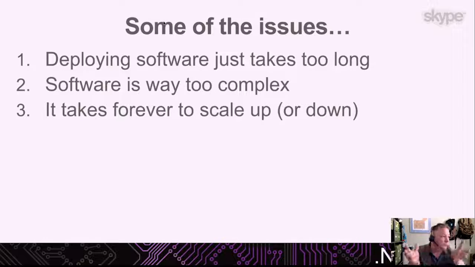Some of the issues: deploying software just takes too long. Come on, it does. It just takes forever. Software is way too complex, and we're not going to solve that. No one is, until we have an English-language Star Trek computer to do this. Because even in microservices, here's what you're doing: you're taking the complexity out of the code and putting it into the architecture.